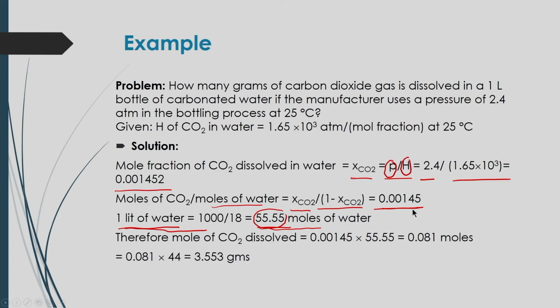So, if you have 55.55 moles of water, you can easily calculate the moles of carbon dioxide that will be dissolved in the water. It will be equal to 0.00145 into 55.55. This gives you 0.081 moles of carbon dioxide dissolved in 1 liter of water. This moles of carbon dioxide gives you 3.553 grams of carbon dioxide if you multiply it by its molecular weight.